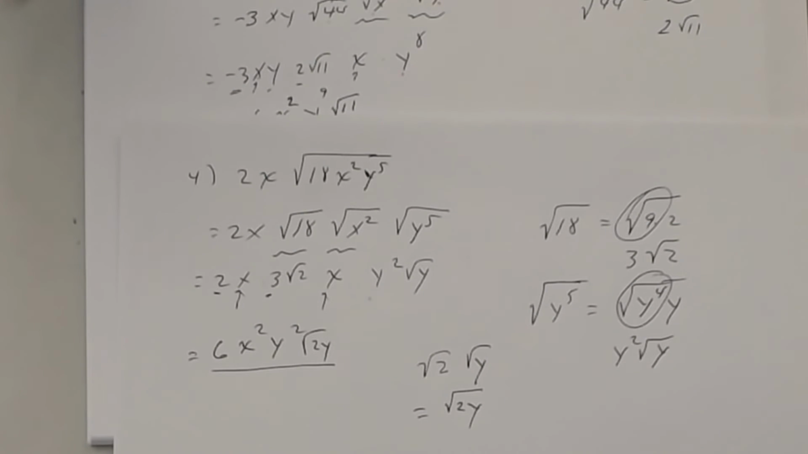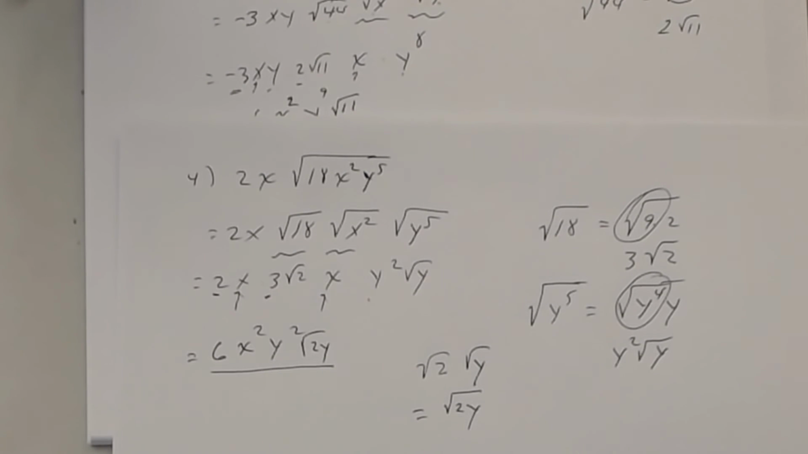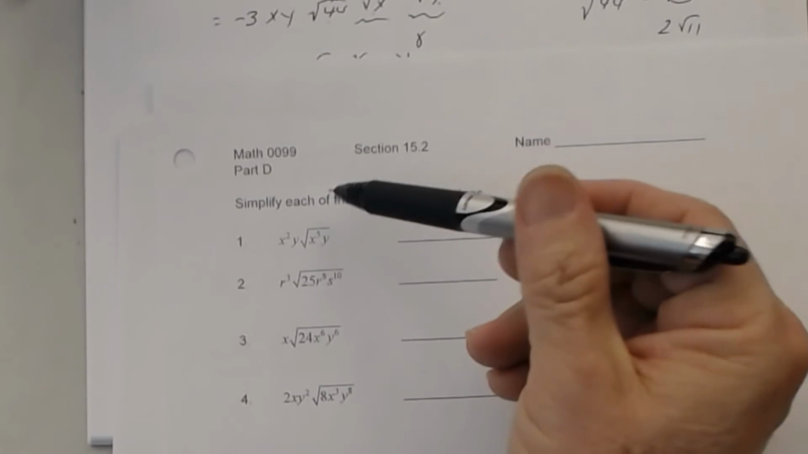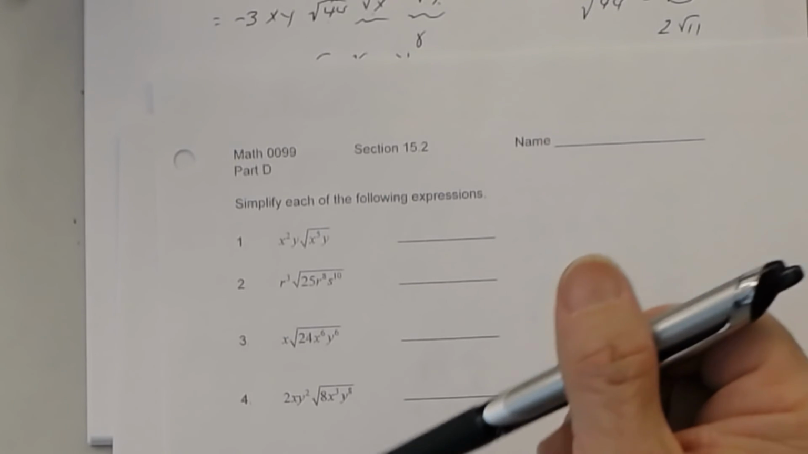All right, so that should take care of that worksheet. That's this one right here. So go ahead and take out 15.2 part D. So you should now be able to do that one. Okay?